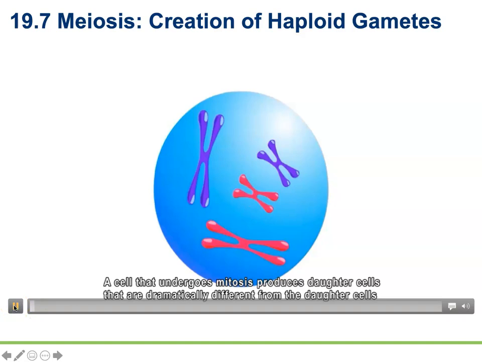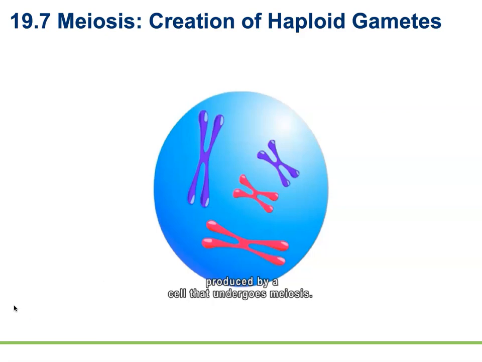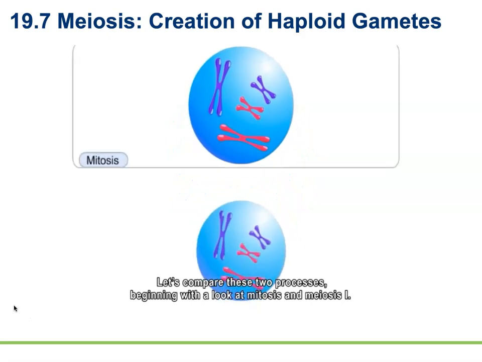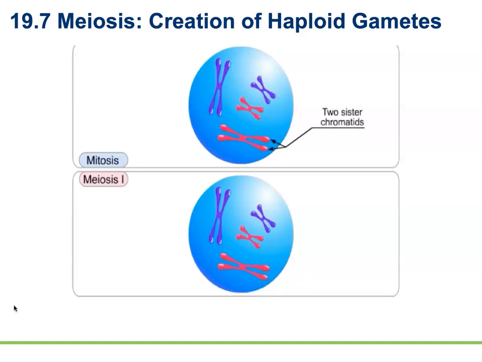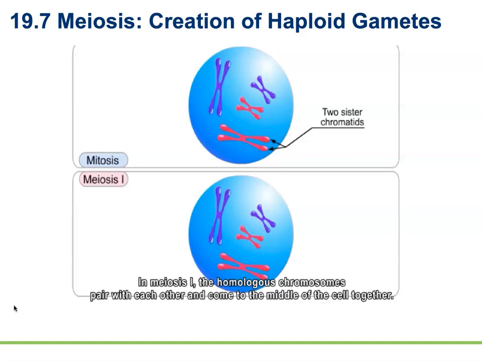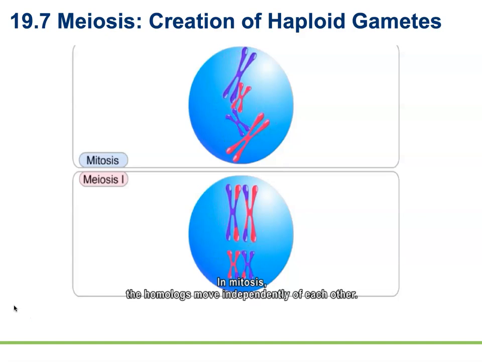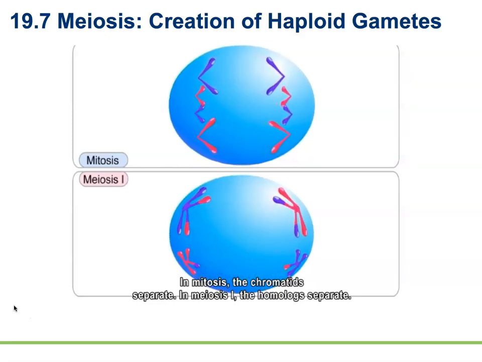A cell that undergoes mitosis produces daughter cells that are dramatically different from the daughter cells produced by a cell that undergoes meiosis. Let's compare these two processes, beginning with a look at mitosis and meiosis I. In both mitosis and meiosis I, cells begin with replicated chromosomes, each cell having two chromatids per chromosome. In meiosis I, the homologous chromosomes pair with each other and come to the middle of the cell together. In mitosis, the homologs move independently of each other. In mitosis, the chromatids separate. In meiosis I, the homologs separate.